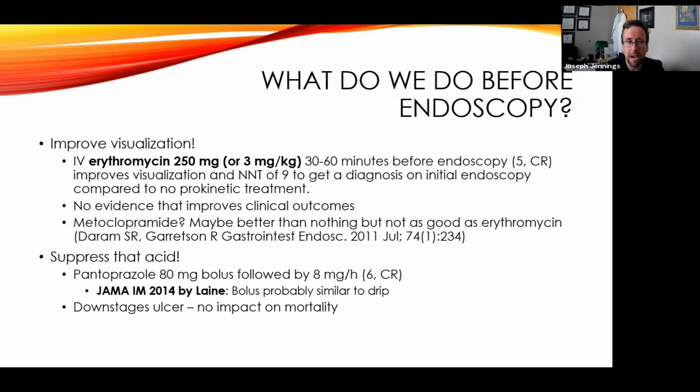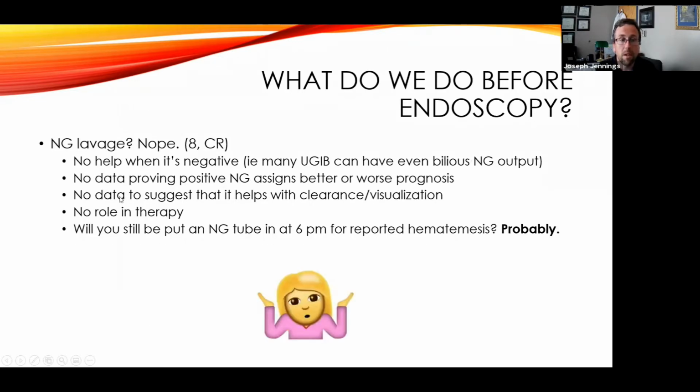So the guidelines kind of backpedaled a little bit here, I think in part to step away from the drip versus bolus controversies, so to speak. But the idea being, starting a PPI, even if you're not sure that this is ulcer disease, is very, very low risk and potentially high benefit to the patient. So starting them on an IV PPI at the initial diagnosis or initial thought that they're having an upper GI bleed is reasonable. Noting the limitations of what a PPI can do, which is mostly downstage ulcers, but not necessarily change mortality.